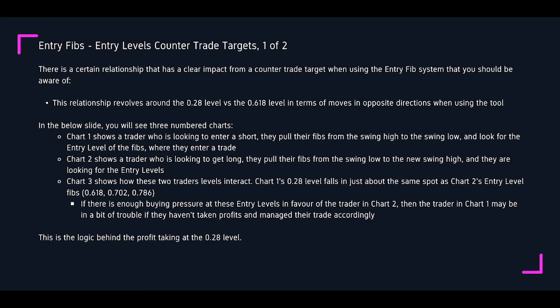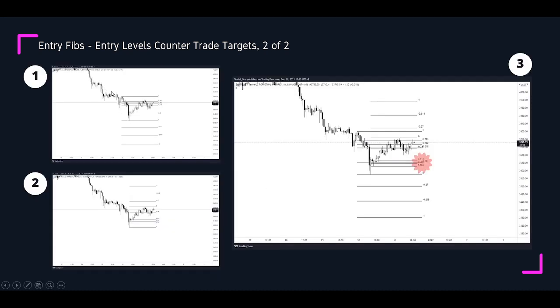So in the below slide, you'll see chart 1 here, and the trader 1 in chart 1 pulls a swing high to a swing low and expects an entry in the entry level area. Trader 2 here on chart 2 pulls a swing low to a swing high and expects to enter at the entry level fibs.